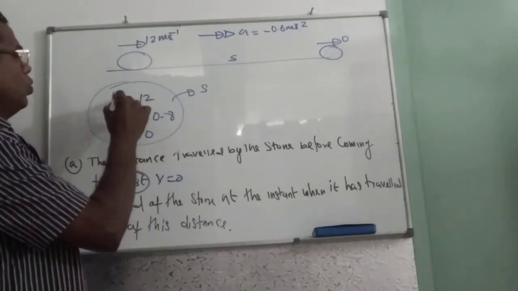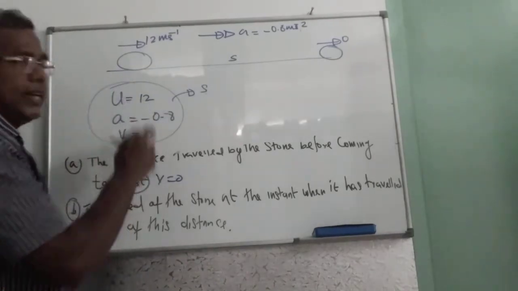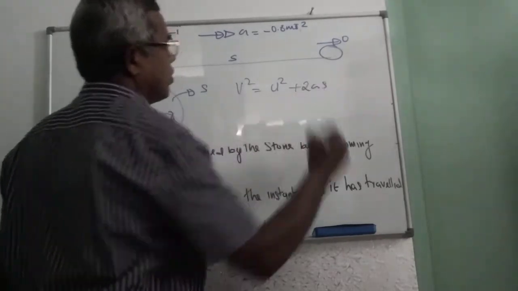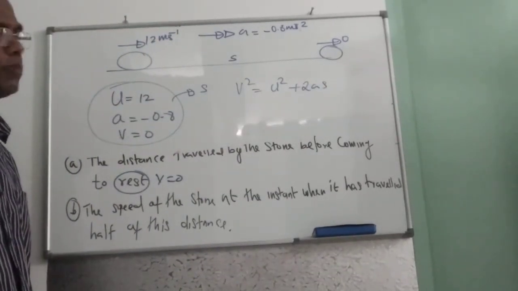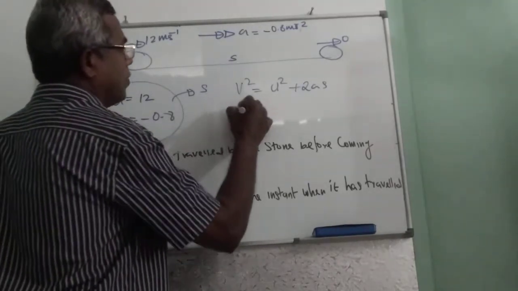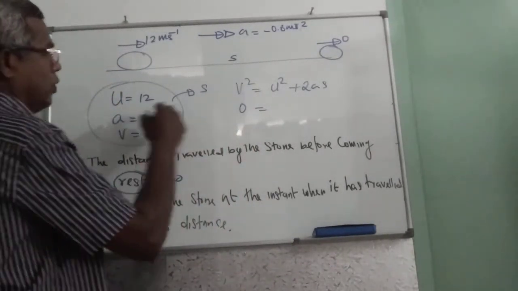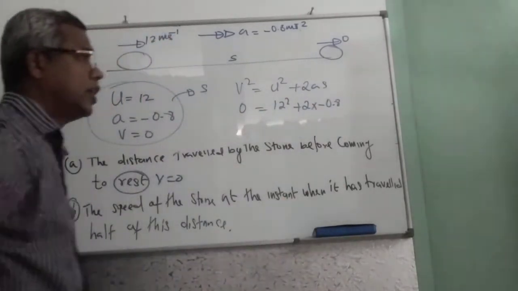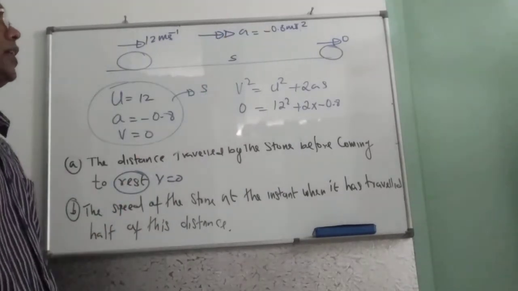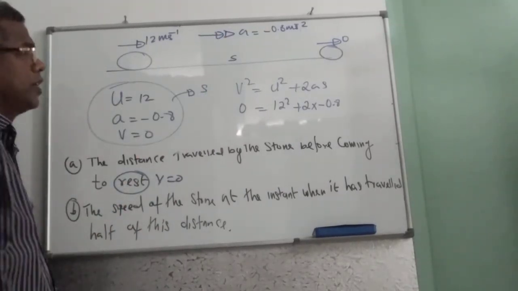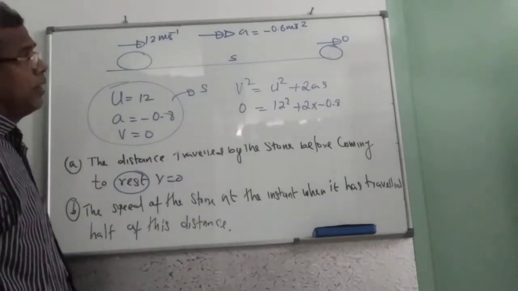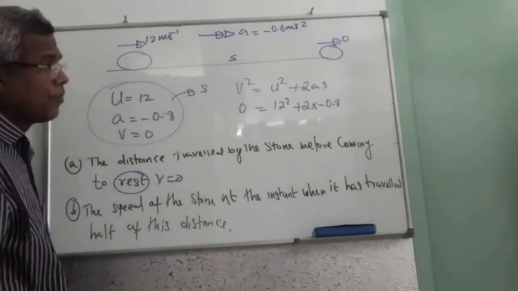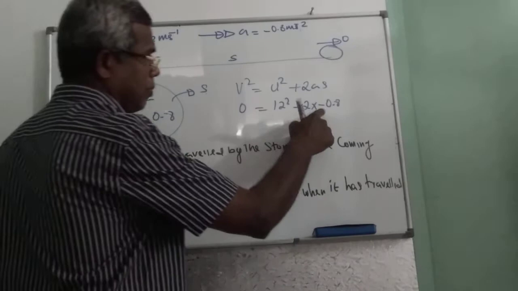So with v, u, a, s, we can use v squared equals u squared plus 2as to find the displacement. Here v squared is 0, u squared is 12 squared, plus 2 times the acceleration, which is minus 0.8 because the speed is decreasing due to friction. There is no forward force. If there were a forward force, then there would be acceleration. Here there is only the resistive friction force, so the speed is decreasing and we write minus 0.8.